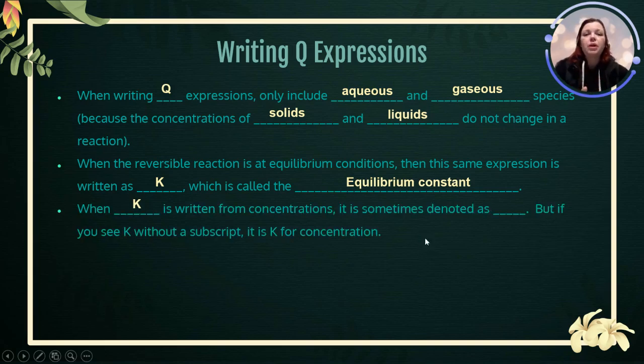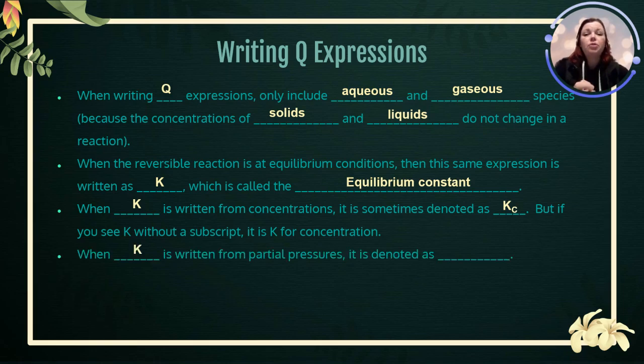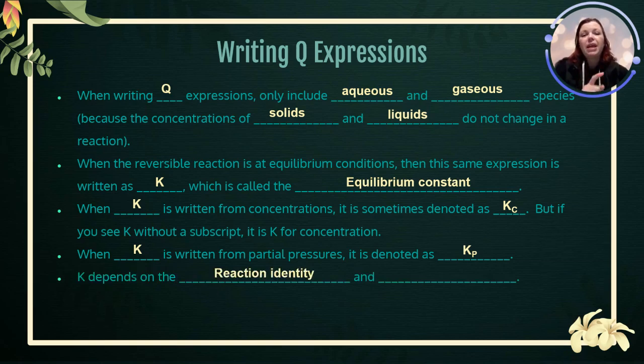So when K is written from concentrations, we sometimes denote that as Kc. But if you see K without a subscript, then by default, it's K for concentration. When K is written from partial pressures, it's denoted as Kp. And we write that a little bit differently, which I'll show you in just a second. K depends on the reaction identity and the temperature, and K is unitless. We're not going to get into why, just accept it.